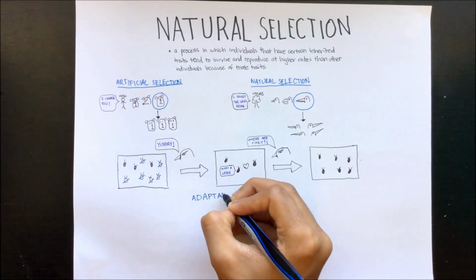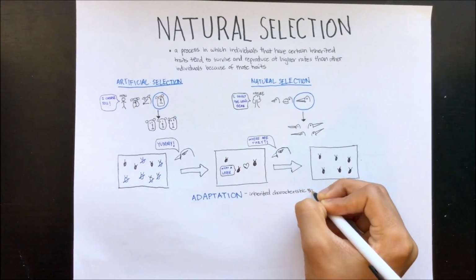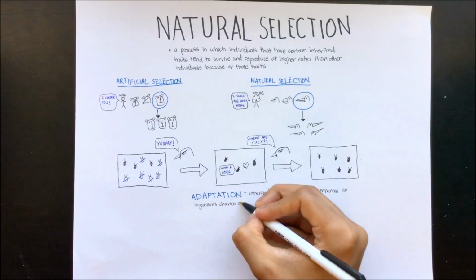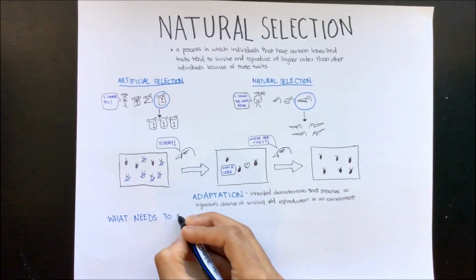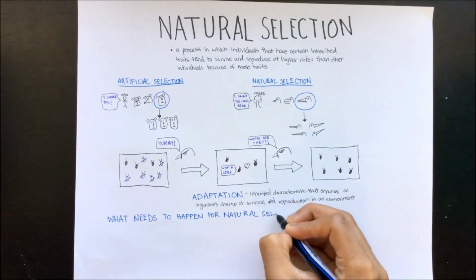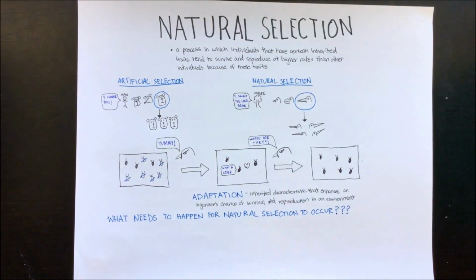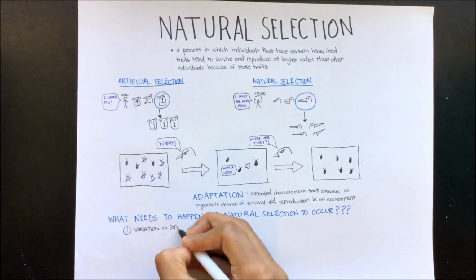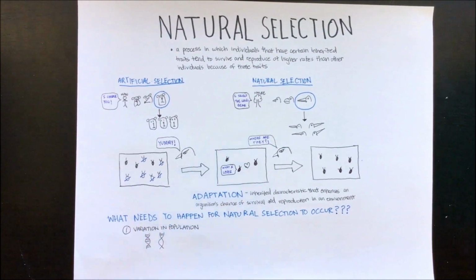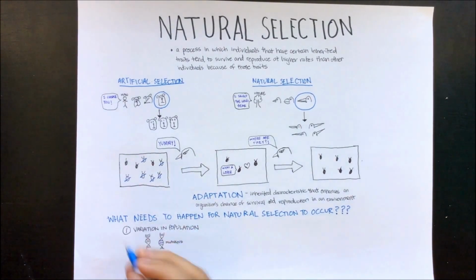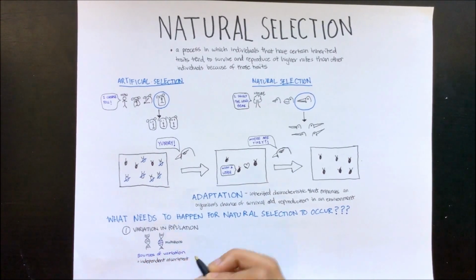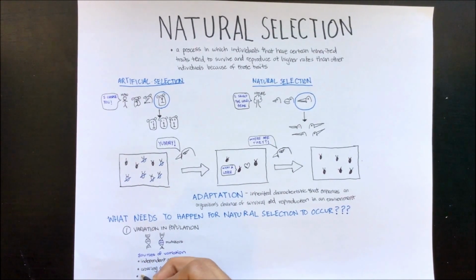The dark body color of the ants is called an adaptation because it is an inherited characteristic that enhances the ant's survival and reproduction in the environment. So what needs to happen for natural selection to occur? Number one, there needs to be variation in the population, which is accounted for by independent assortment, crossing over, and recombination.